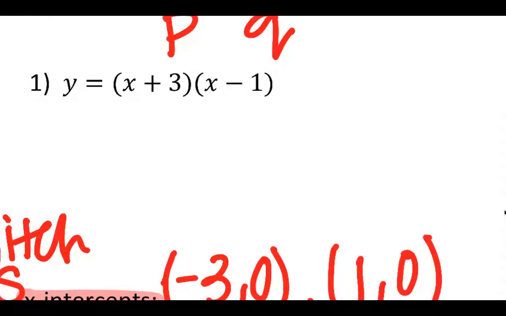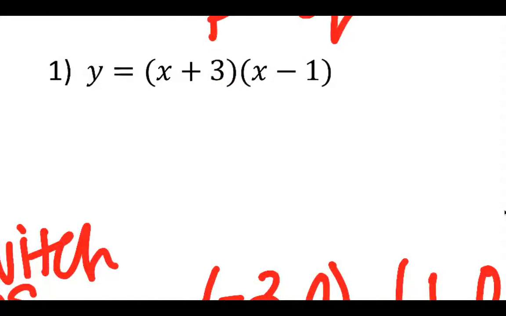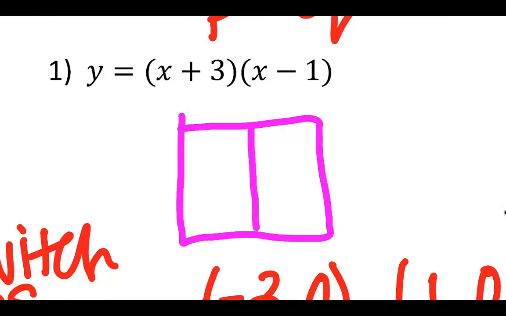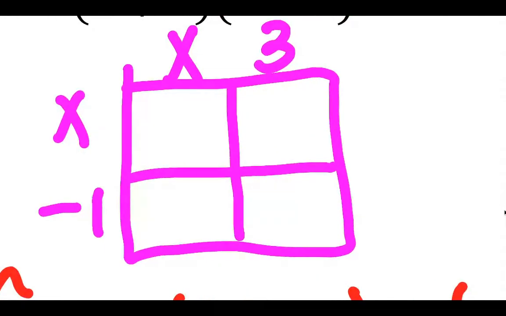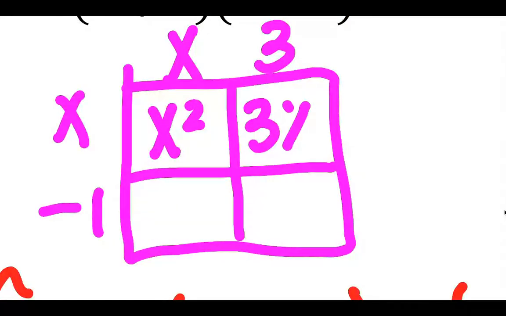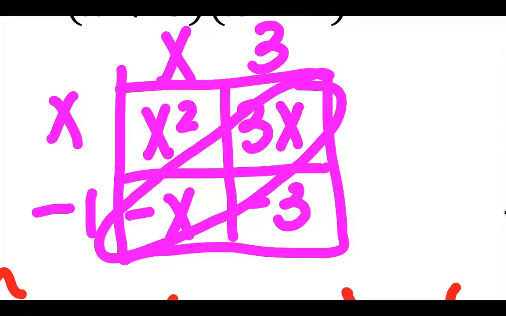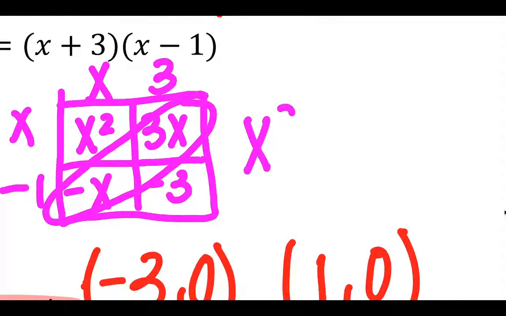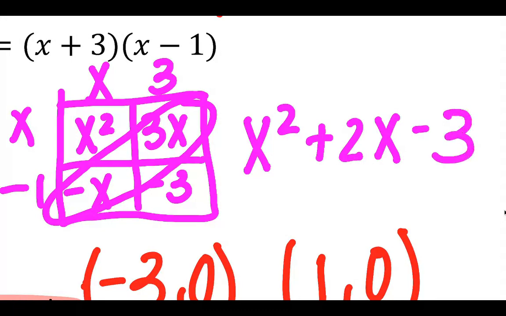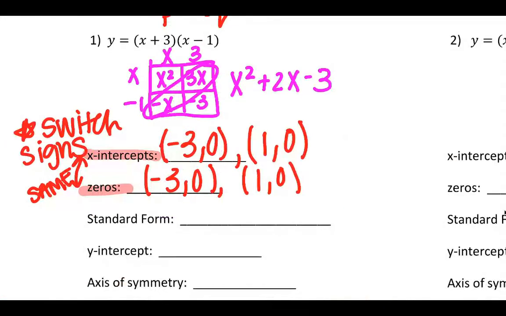Standard form. So now I've got to FOIL or box method this thing out. I'm going to use box method because I think most of us like that. So X plus 3, X minus 1. When I do this, I've got X squared, 3X, negative X, negative 3. Combine my like terms, and I'm left with X squared, 3X minus X is plus 2X, minus 3. So that would be our standard form, X squared plus 2X minus 3.